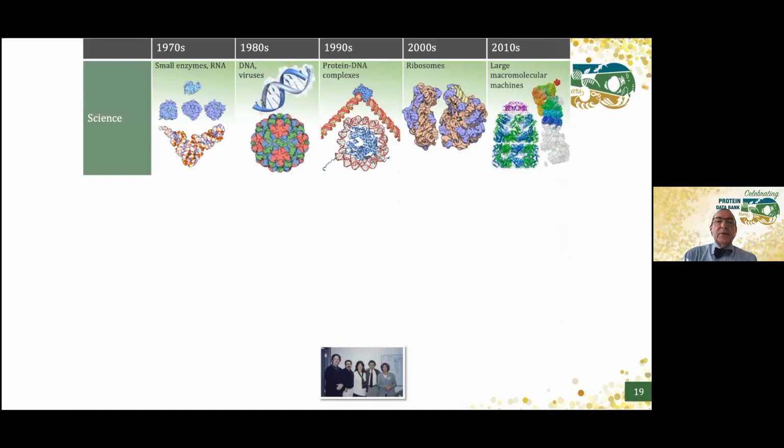The science has evolved enormously since the 1970s. The PDB contained structures of hemoglobin, myoglobin, small enzymes, RNA. In the 80s, we saw structures of deoxyribonucleic acid and viruses. In the 1990s, we saw complexes of proteins recognizing DNA. And then in the 2000s, there was a huge surge of new information concerning macromolecular machines, starting with the ribosome and continuing to today.